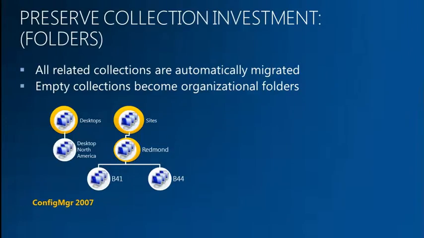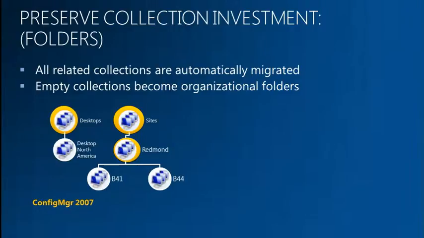So looking back at those two things, where you had an empty collection, it was just used for organization. In this example here, the yellow ones are empty collections. I've got three empty collections: desktops, sites, and Redmond. And underneath those, I've got actual collections that I'm using that have membership rules and different things to them.